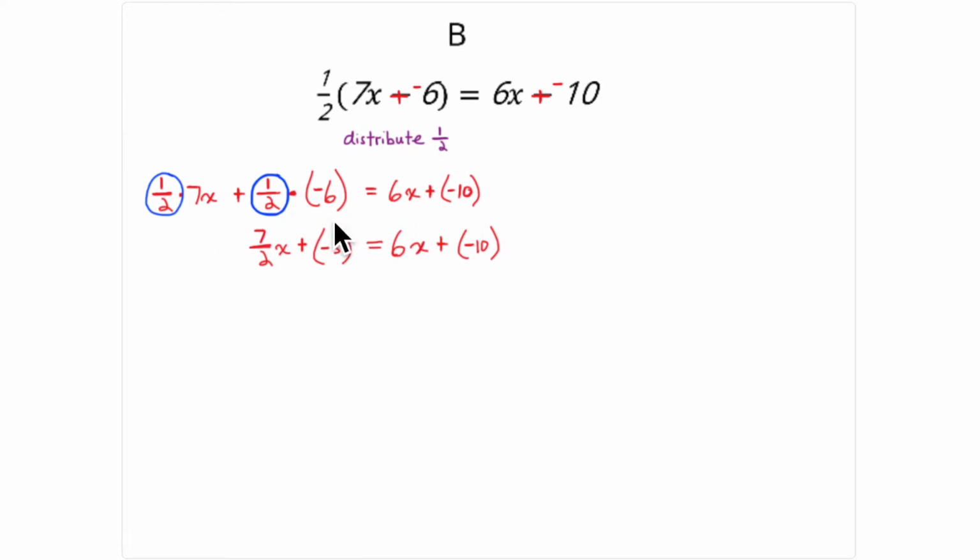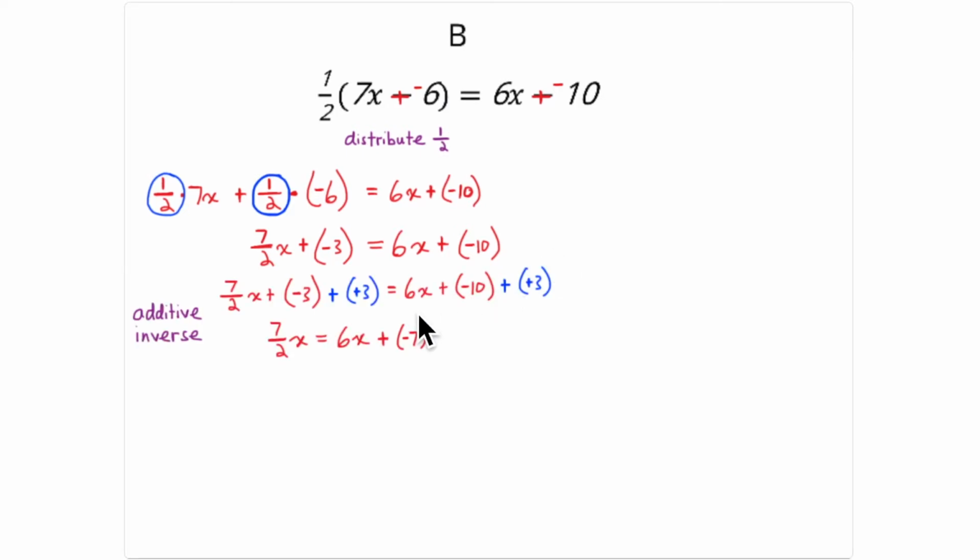So now we're going to get the x's on one side and the numbers on the other side by using additive inverses. So to get rid of this negative 3 and actually move this term over to this side as positive 3, we're going to add positive 3 to both sides. So this becomes 0, and this is a negative 10 plus positive 3, which equals negative 7. The 6x is still there, and the 7/2 x is still there.